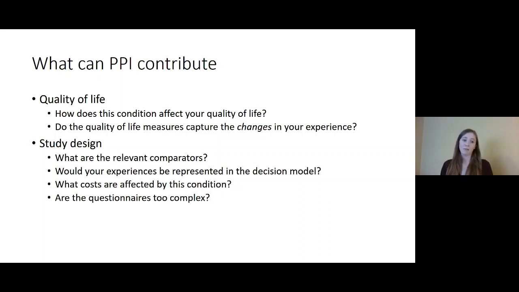The other way that PPI can really contribute is in study design. So I already mentioned earlier, we need to know what the relevant comparators are. So what does usual care look like? And obviously that's going to be really reflective of what your personal experience might have been in the healthcare system. Does what the health economists think usual care looks like map to your experience? Similarly, are your experiences represented in the decision model? If there's a decision model and you see a diagram of it like that, can you kind of see yourself in there somewhere? You might be simplified, but are you in there? If not, that's really helpful for us to know as well.